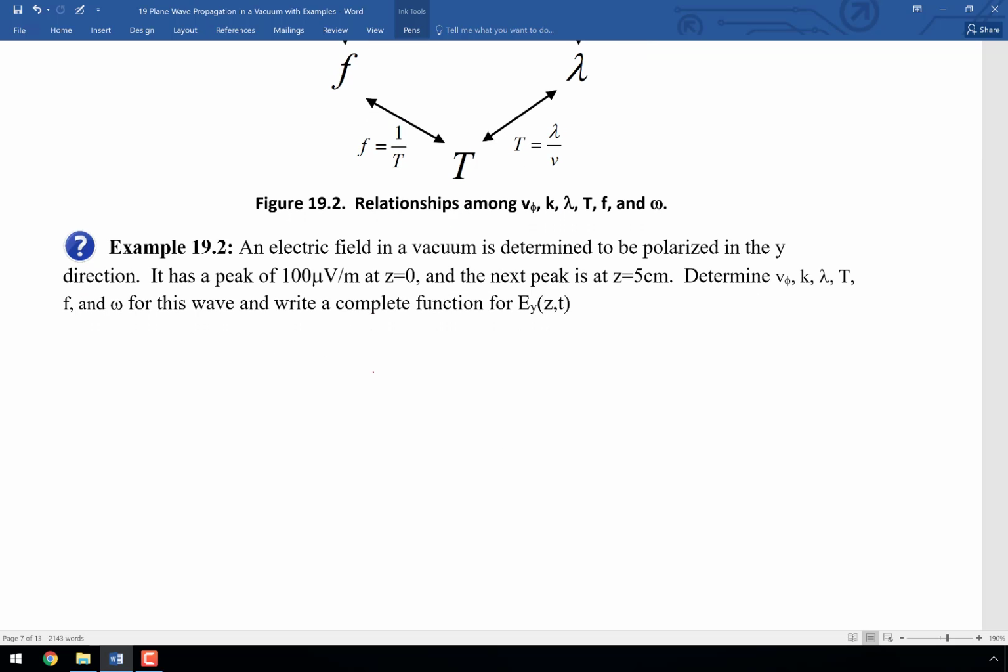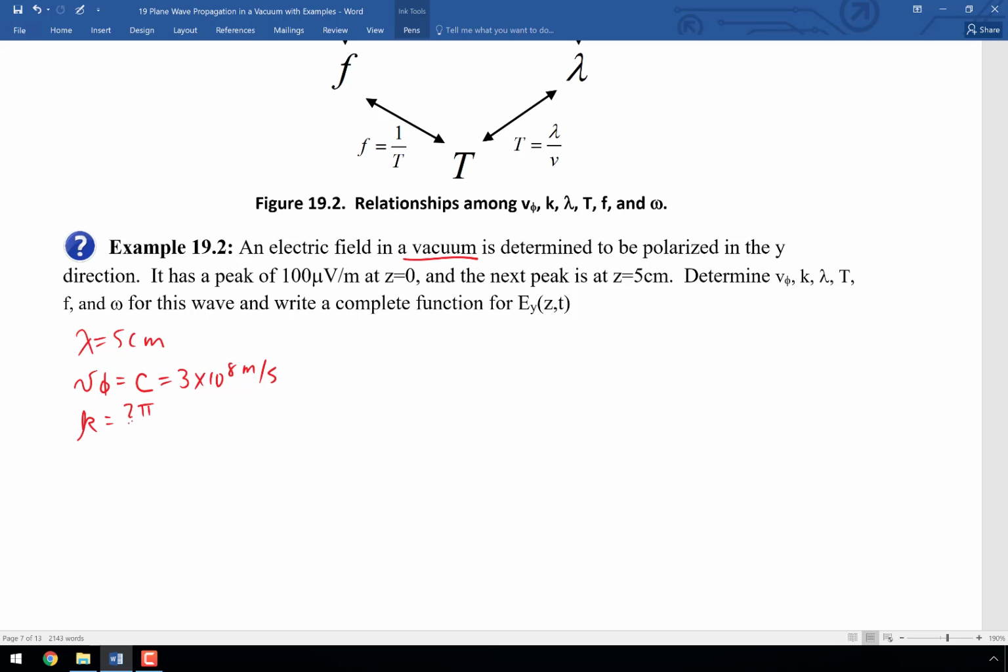Well, one thing that I know right away is that lambda is equal to 5 centimeters, since the two consecutive peaks were 5 centimeters apart. I also know that v sub phi is going to be equal to c, which is 3 times 10 to the 8th meters per second. I know that because it says that it's in a vacuum, and the speed of light is always going to be c, 3 times 10 to the 8th meters per second in a vacuum. I can also calculate k.